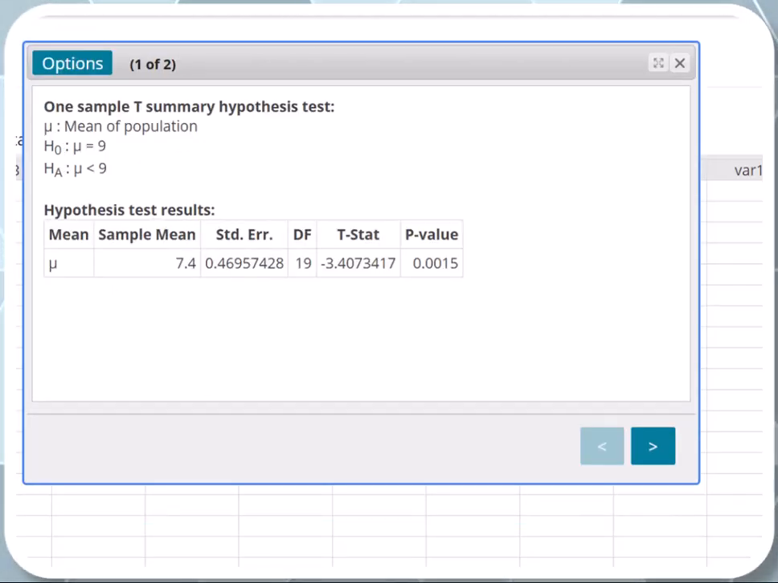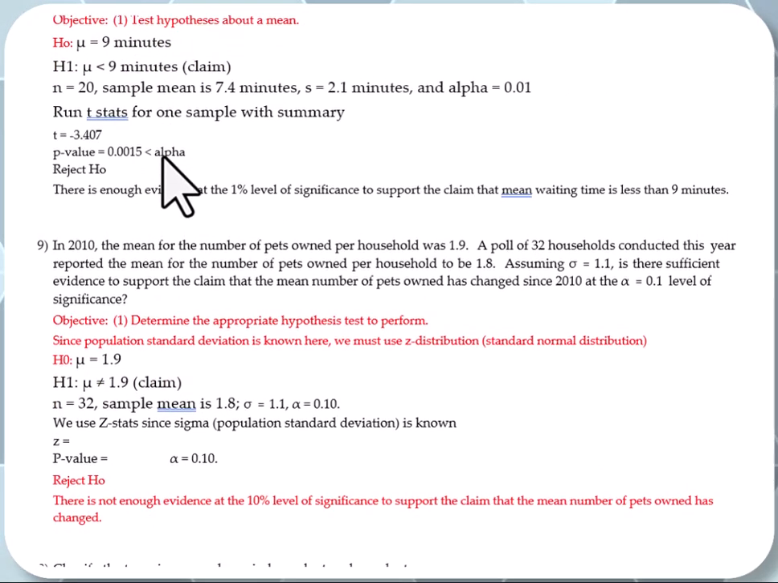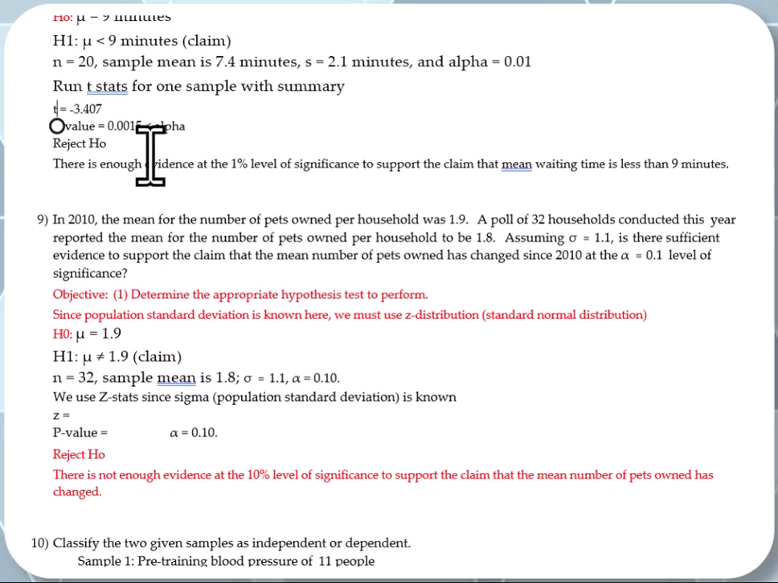We get T to be negative 3.407 and the p-value is 0.0015. So T is negative 3.407, p-value is 0.0015, as you can see here. So, which is less than alpha, we're going to end up rejecting the null hypothesis. And if you reject the null hypothesis and the claim is in the alternative, you support the claim. There is enough evidence at the 1% level of significance to support the claim that the mean waiting time is less than 9 minutes.